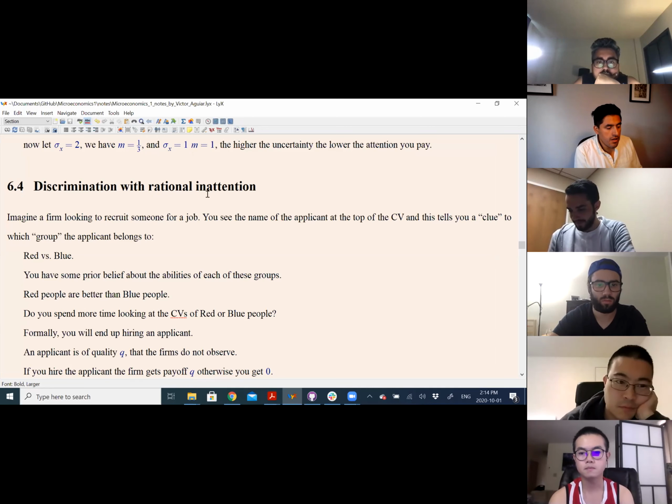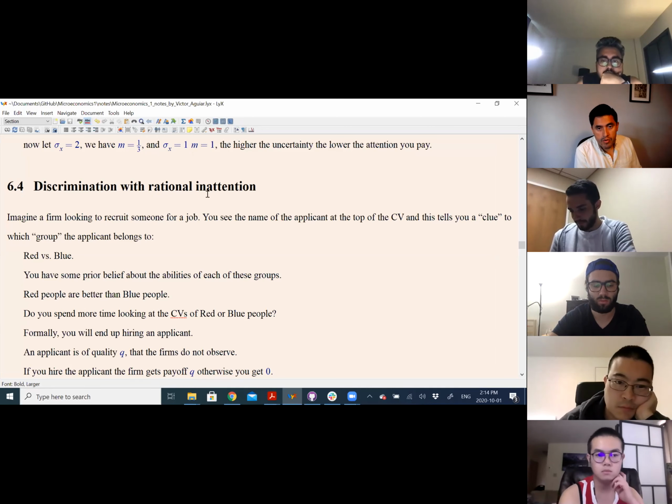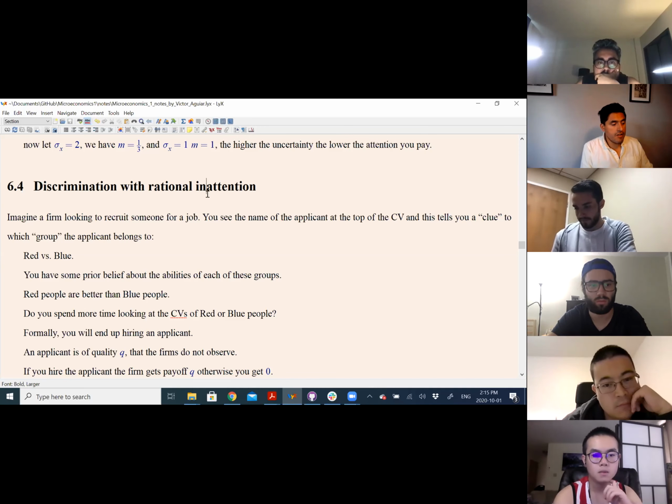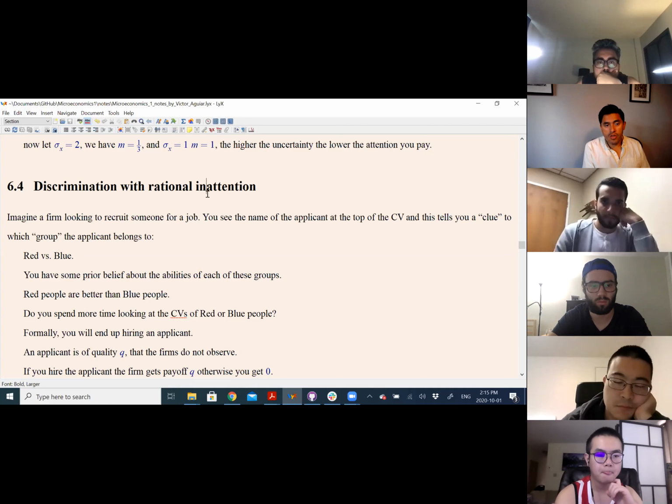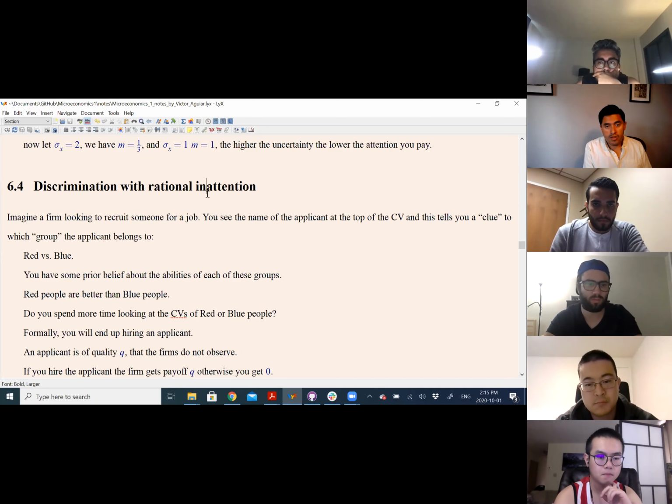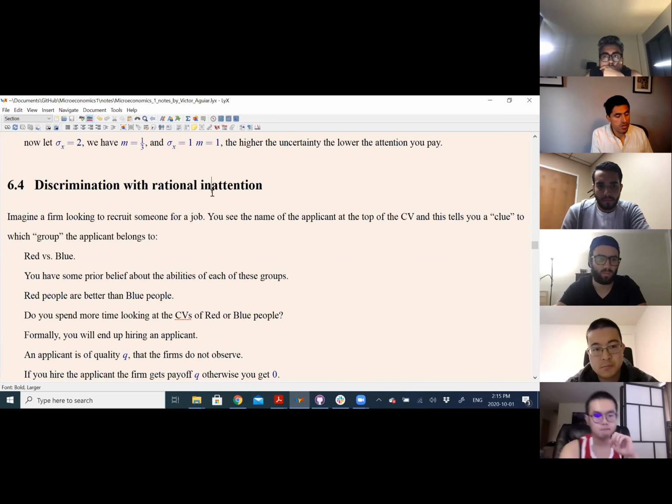And then there are two groups that are observable to the agent, that means the firm. From now on it's going to be firm. Or let's say the journals: you have an editor that wants to publish a paper, and you have two types of authors submitting, two types of researchers, red and blue. You're going to know some information about the means of red and blue and the variance, so you have prior information.